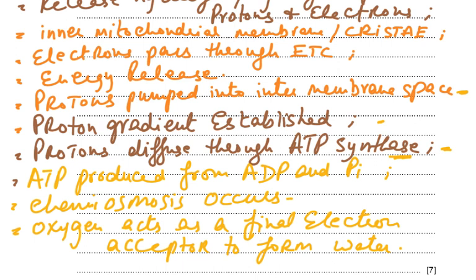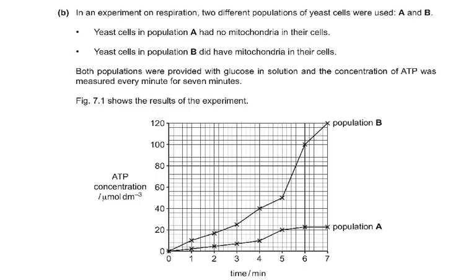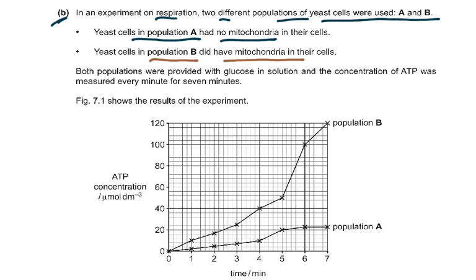So out of 11 of these points, you have to give me any 7 and you would get your 7 out of 7. Now coming to the B part of the question. In an experiment on respiration, 2 different populations of yeast cells were used, A and B. Yeast cells in population A had no mitochondria in their cells. Yeast cells in population B did have mitochondria in the cells. So A, no mitochondria, B did have mitochondria. Both populations were provided with glucose in solution, and the concentration of ATP was measured every minute for 7 minutes.